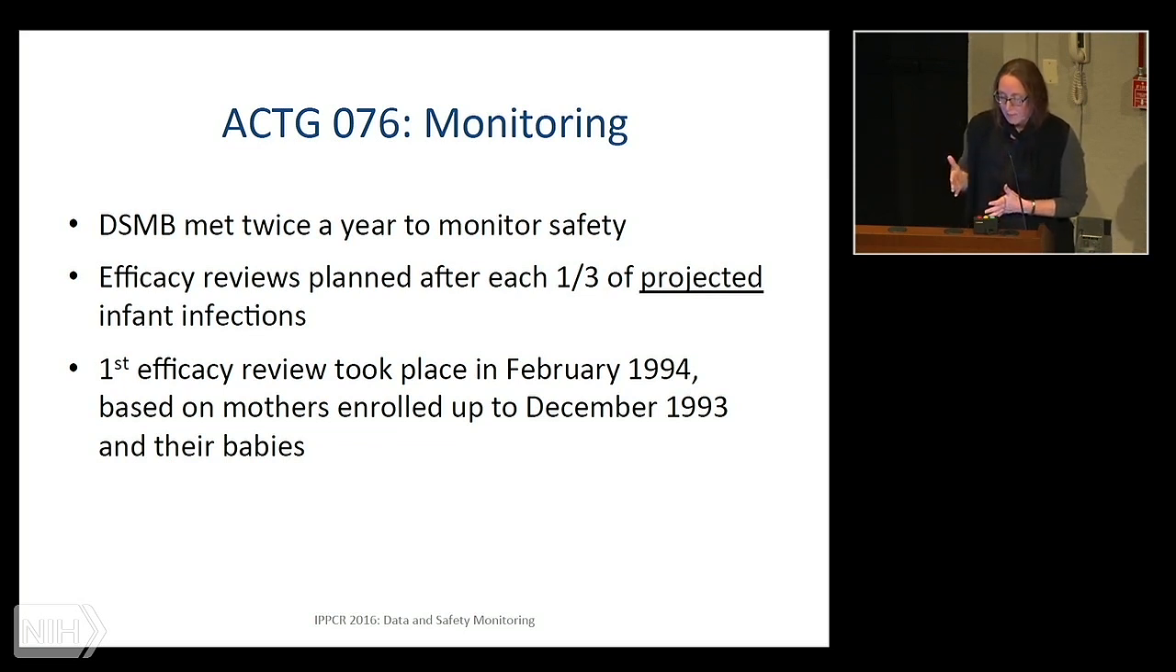And so then that would happen, this is a little bit of the nitty-gritty. You can't just say, okay, we'll use all the data up through January 31st, right? So they basically locked the data for all mothers enrolled up to December of 1993, and then they would look at the events up to that point.